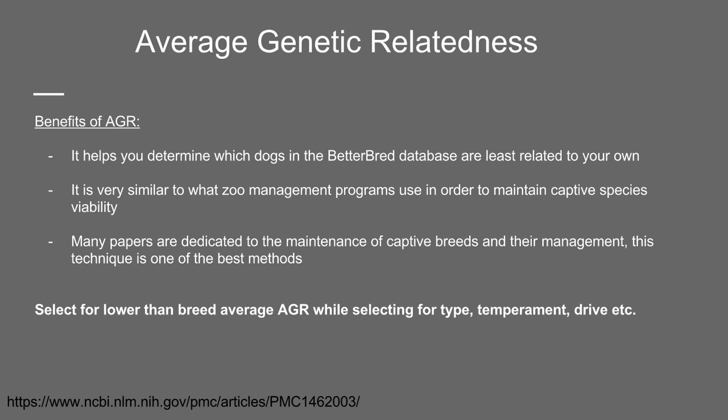So select for lower than breed average AGR while selecting for type, temperament, drive, etc., like you normally would for your breedings. We are definitely not advocating for considering genetics above all other aspects of dogs.